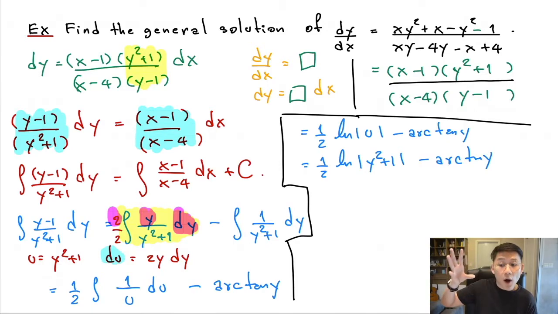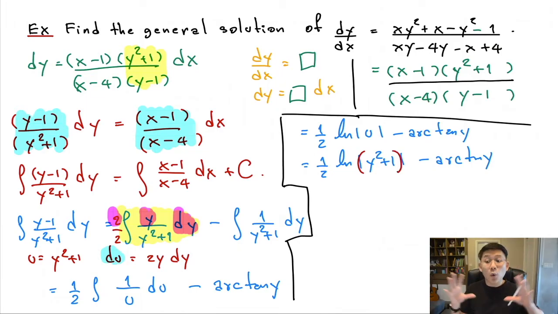But y squared is positive, right? Y squared is always positive. Y squared plus 1 is still positive as well. So you don't need the absolute function. So just get rid of the absolute value, because it's always positive. You don't need to put the absolute there. Make sense?